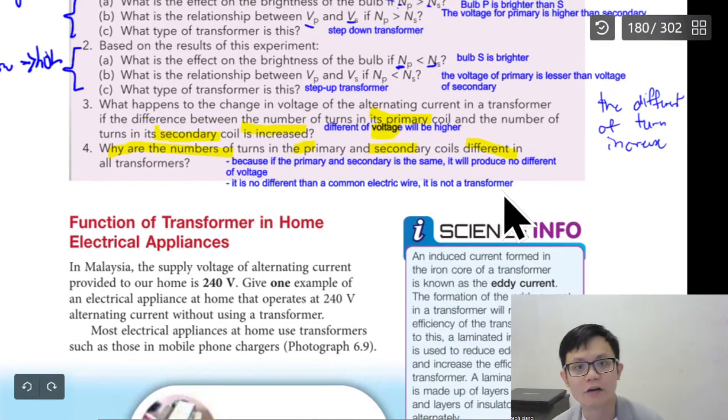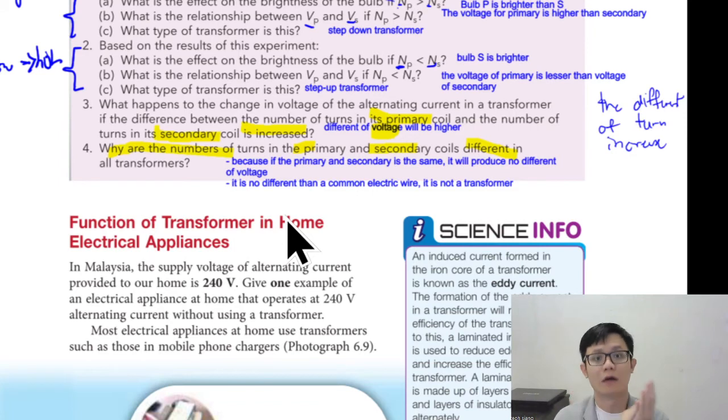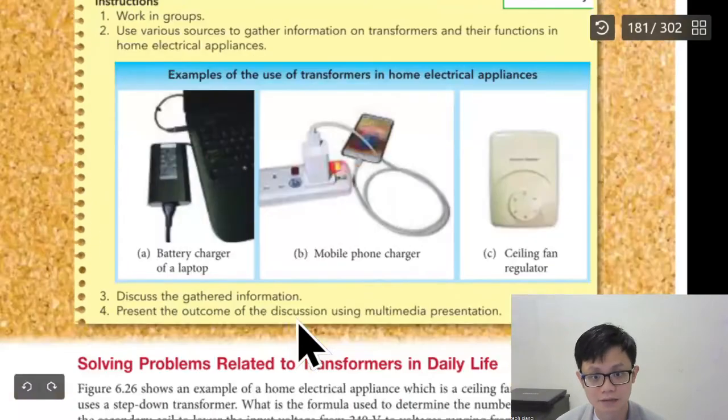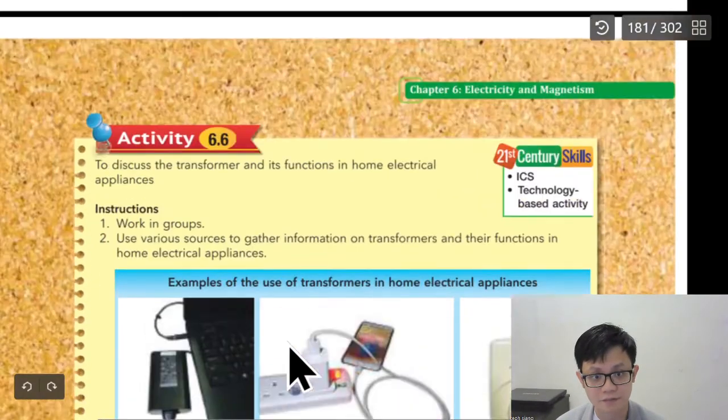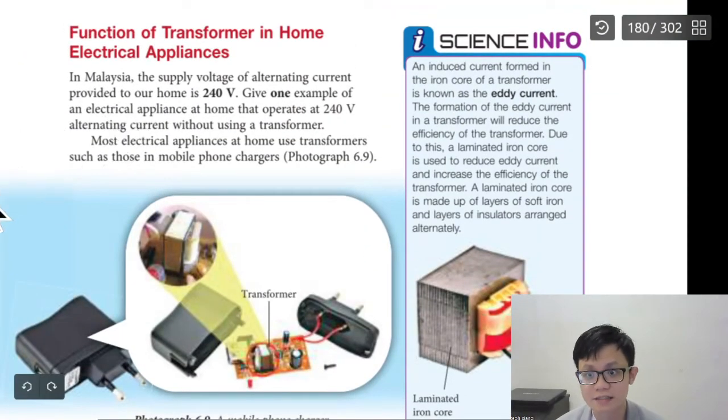So now we know transformers already. To change the voltage from high to low or low to high, up to you, how you want to put. You actually can flip it. High to low, if you flip, we will get low to high. A lot of function in these transformers. Let's see the function of transformers in home.